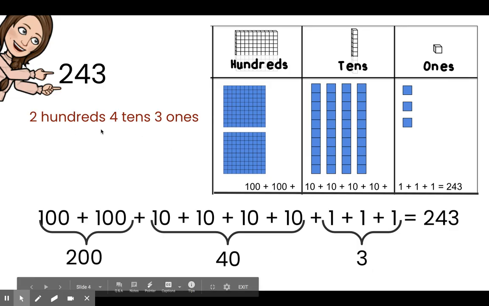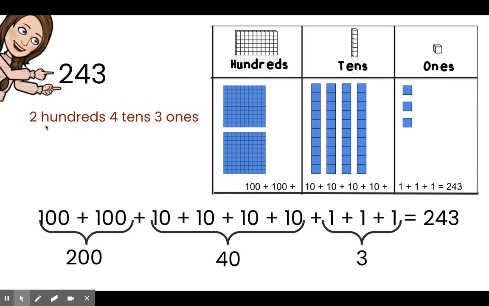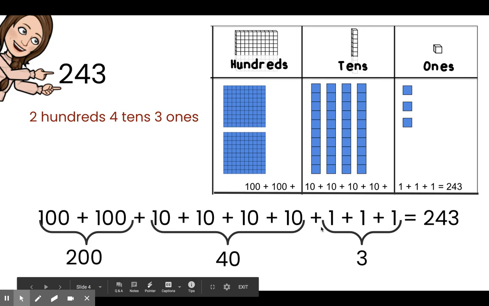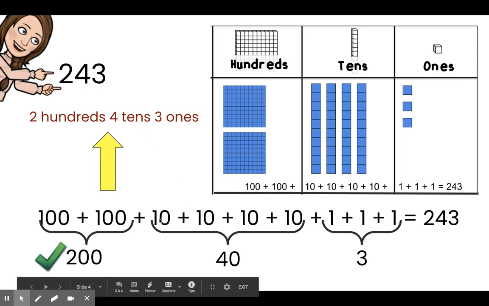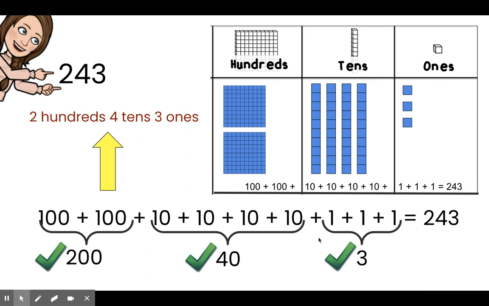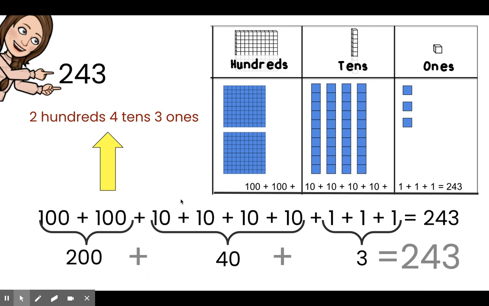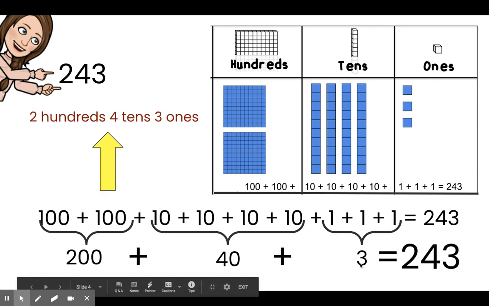243. Let's go back and look at our unit form up here. 243 in unit form was 2 hundreds, 4 tens, 3 ones. Let's look down here at the numbers we got when we added all of our units together. Do we have 2 hundreds? 1, 2. We sure do. Check. We should have 4 tens. Do we have 4 tens? 1, 2, 3, 4. We do. Check. Let's see if we have 3 ones. We do. Check. We can represent 243 as 200 plus 40 plus 3. That equals 243. It's as if we're adding our hundreds to our tens to our ones, because we are. We're just writing them out rather than just using our place value blocks.